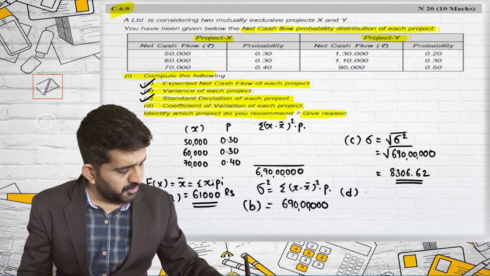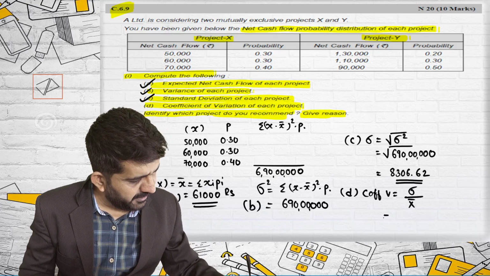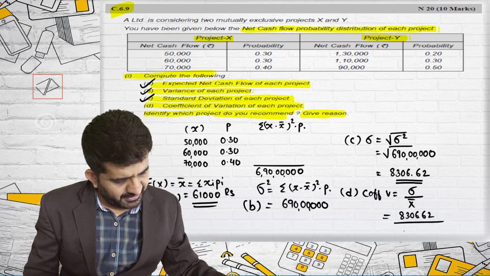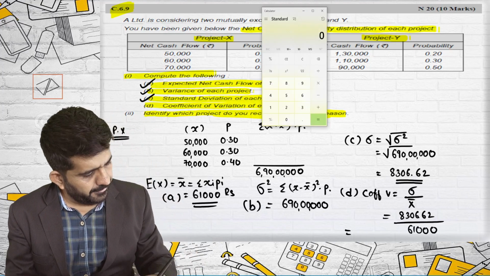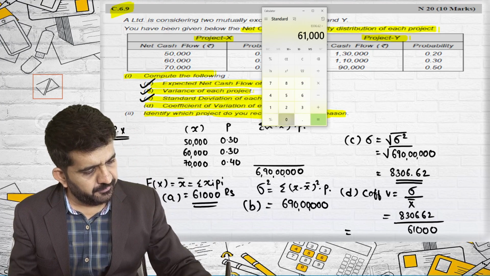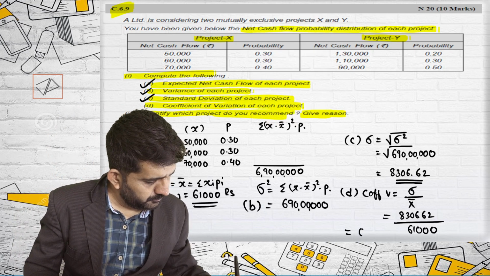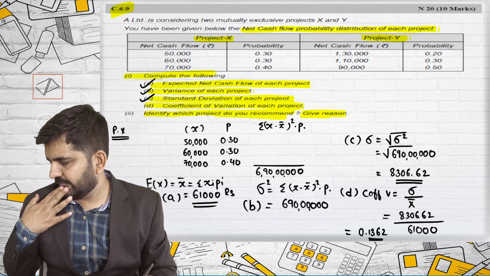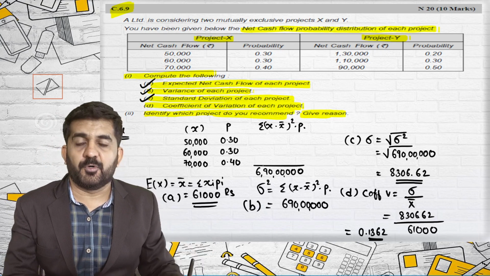D. Coefficient of variance. Coefficient of variance is nothing but standard deviation divided by x bar. So 8306.62 divided by x bar, which is 61,000, will be equal to 0.1362. This I have done for project X.